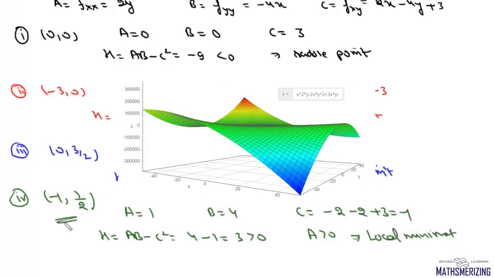So out of these 4 critical points, the first 3 points are saddle points, and this 4th point is actually a point of local minima. Now let us take another question, which is: find 3 positive numbers whose sum is 100 and whose product is maximum. So we have 3 positive numbers, say x, y and z. They are greater than 0 and their sum is 100. So x plus y plus z is 100, and we need to find the condition that their product, which is x into y into z, is maximum.